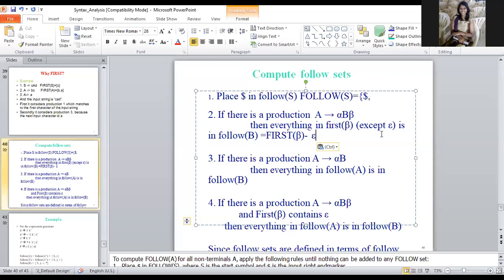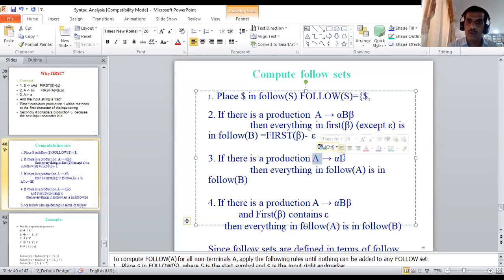Okay. Now two steps you have completed. Now the third step. If the production is of type A tends to alpha B, there is no beta on the right-hand side. Then everything in follow of A is in follow of B. Whatever is there in follow of A will also be in follow of B. This is the third rule. Four rules are there. The first rule is understood, I hope the second is understood, and the third one is also understood.